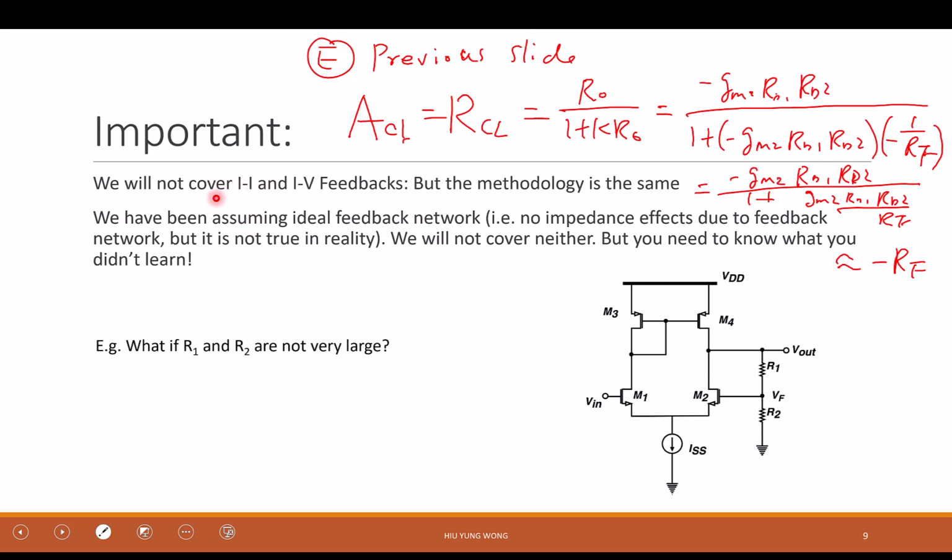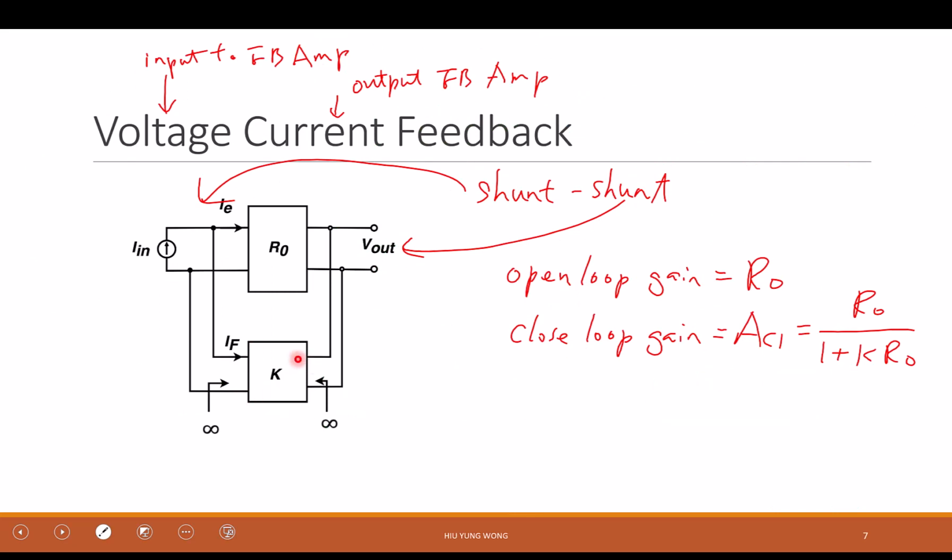So we can continue for current feedback, current voltage feedback. For this type of detail, we may test, but we won't go to this type of detail. If you're interested, take a look. Methodology is the same. But very importantly, we assume ideal feedback network. What is the meaning of ideal feedback network? Can you tell me? What is the meaning that this is ideal?